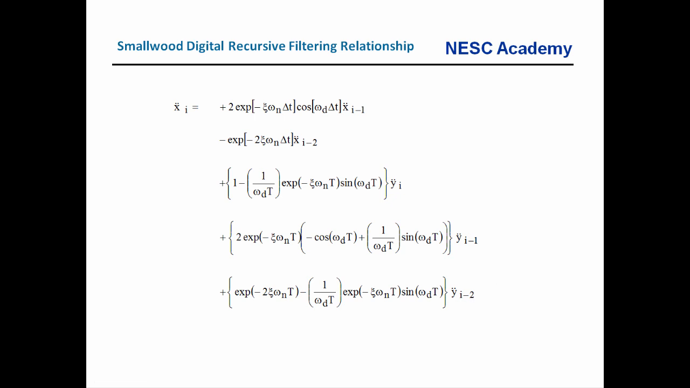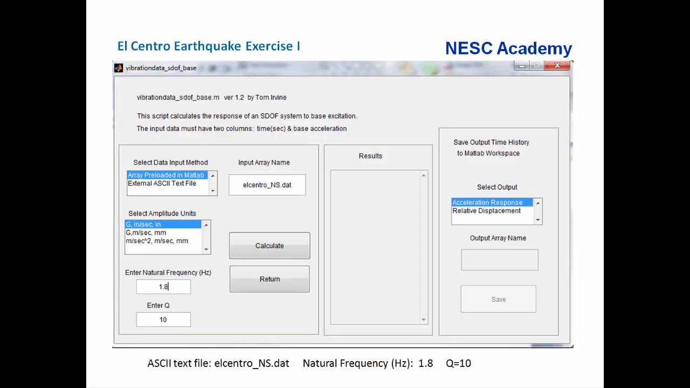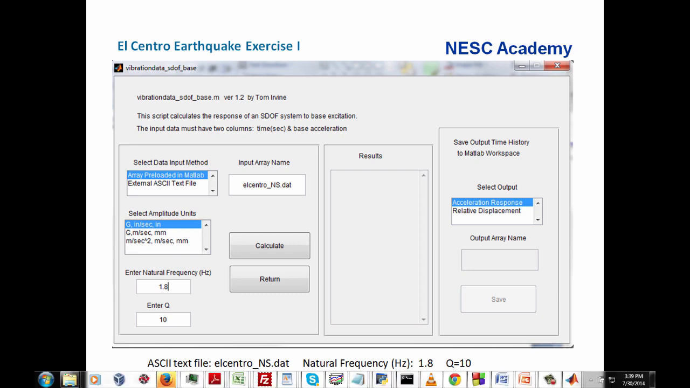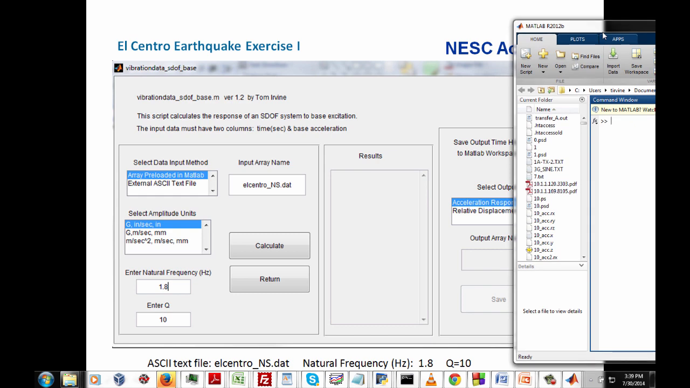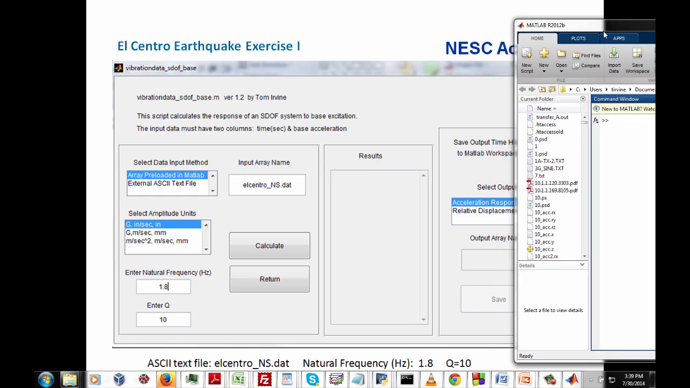So this equation is reasonably straightforward to program into MATLAB, and it allows us to calculate the absolute acceleration of that mass. There's also a similar type of equation that we can derive for the case of the relative displacement, and that's available in some of the papers I posted on my blog. So let's go ahead and do an exercise with our MATLAB script. We're more concerned here with application than theory. You can get the theory from the papers on my blog or website.